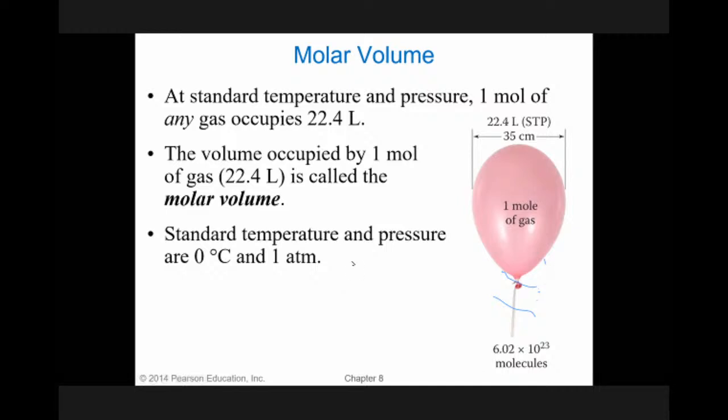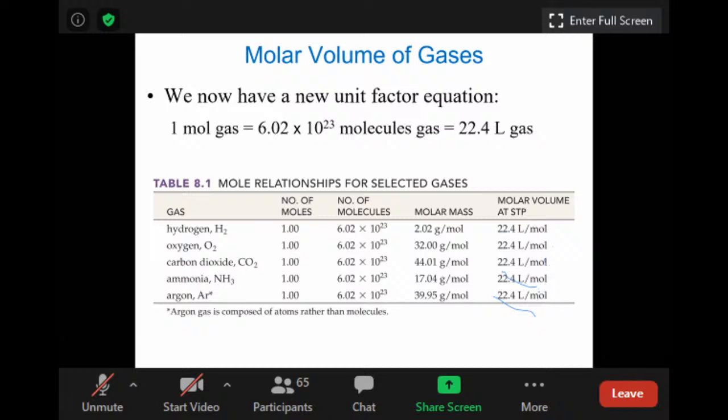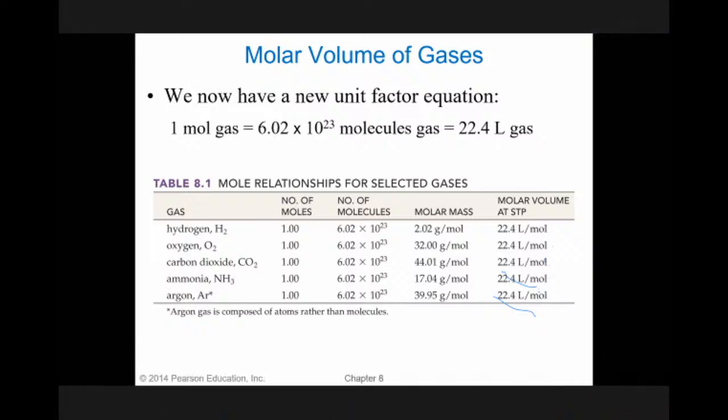Okay? So you can use that. This is a very important number to consider in calculation. We now have a new unit factor. One mole of gas is 6.02 times 10 to the 23rd molecules. Gas, 22.4 liters, that's the volume.